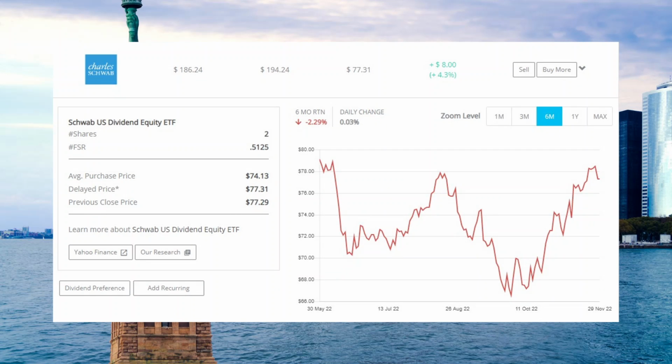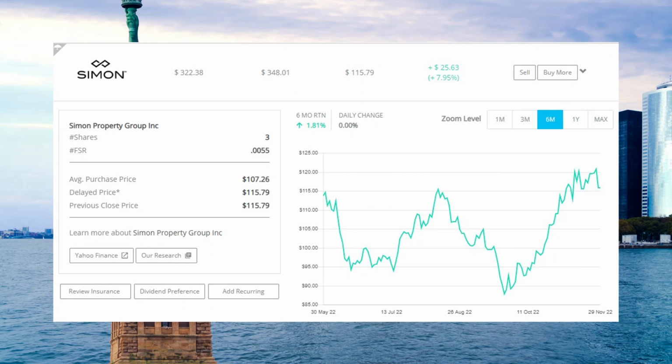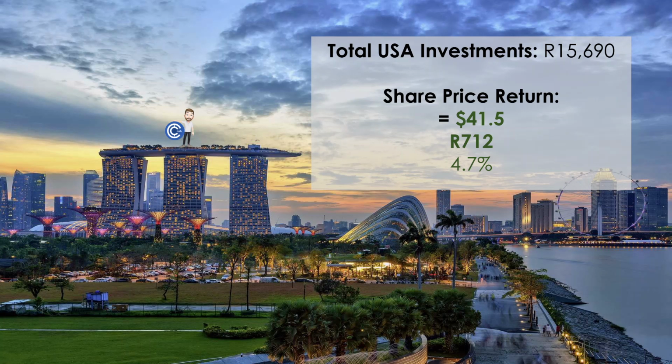Then the Schwab US Dividend Equity ETF, it's nice to say, is in a profit of 4.3%. And lastly, we have our shares in Simon Property Group, which is up by a nice amount of about 8% since just over a month ago. So that brings our total profit for our USA portfolio to $41.5 or 712 Rand and a profit of 4.7%. And guys, that is our entire EasyEquities portfolio.